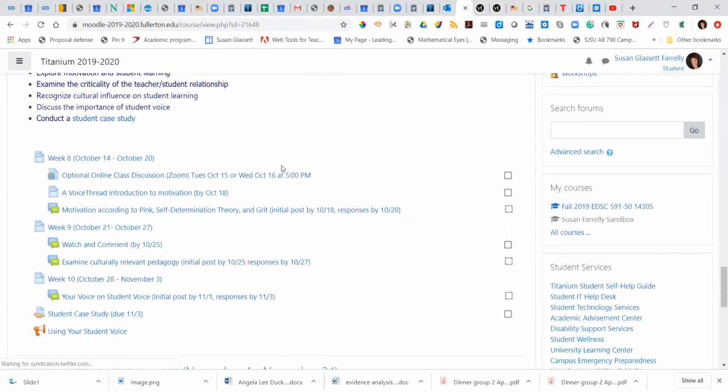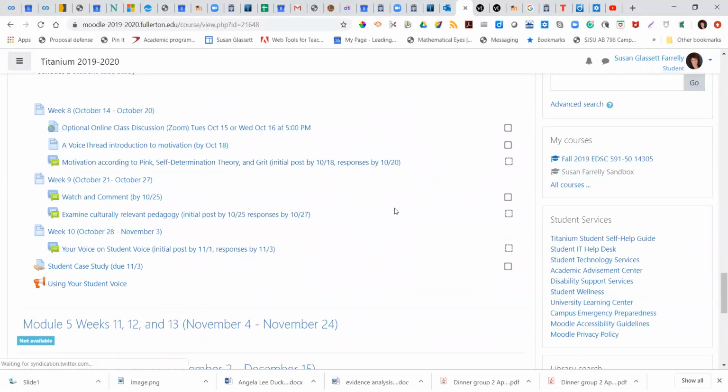So we start off in week 8, the first week of the module. This again is a 3-week module. And we will start with some online class discussions on Tuesday and Wednesday in the first week. So that's the 15th to the 16th at 5 o'clock.